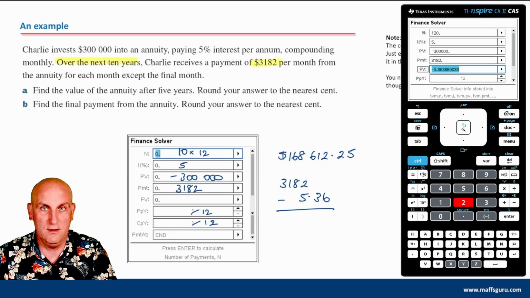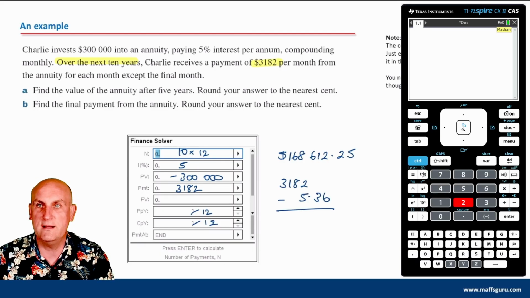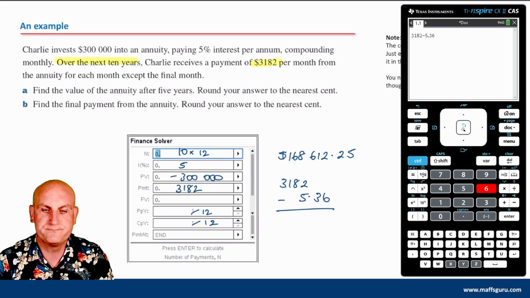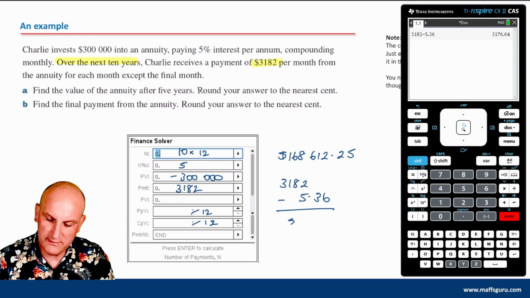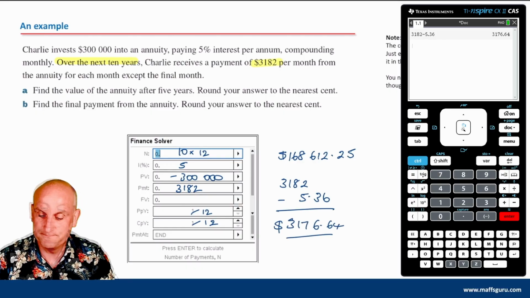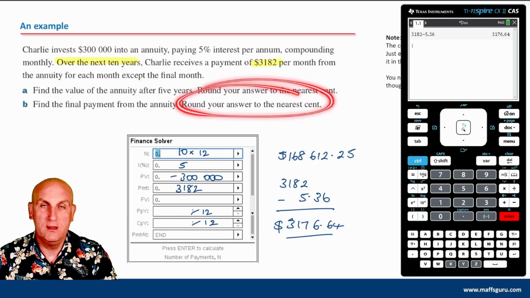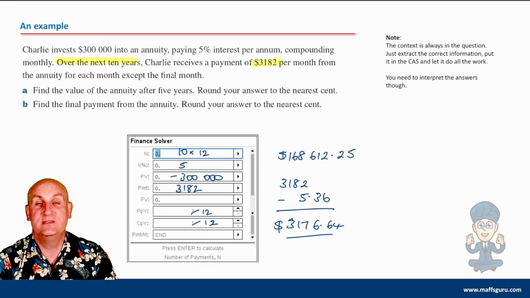Well, then don't. So what I'm going to do is hit escape on my calculator. Sadly, there's no other way of doing this, guys. You have to hit escape. $3,182 minus $5.36 gives me $3,176.64. And again, with these type of questions, it is really important to make sure you follow any instructions in terms of rounding.